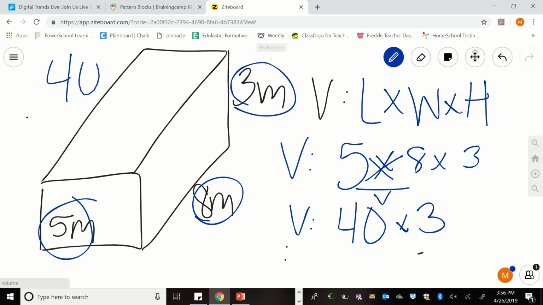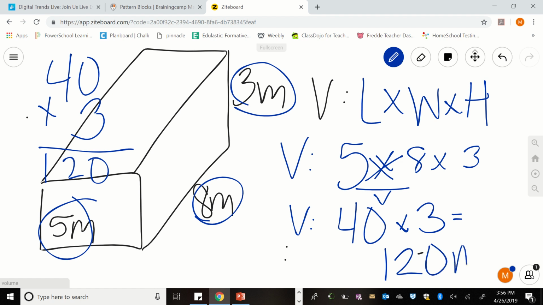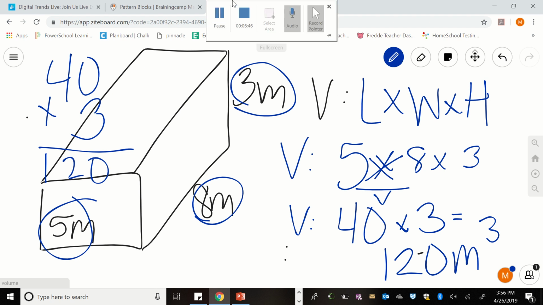Let's see, 40 times 3. 3 times 0 is 0. 3 times 4 is 12. So I know our volume is 120, what guys? Meters cubed. Hopefully you guys can do this on your own, and this video will be up so you can watch this as many times as you need to. And again, you have a white paper that can help you with area and volume.